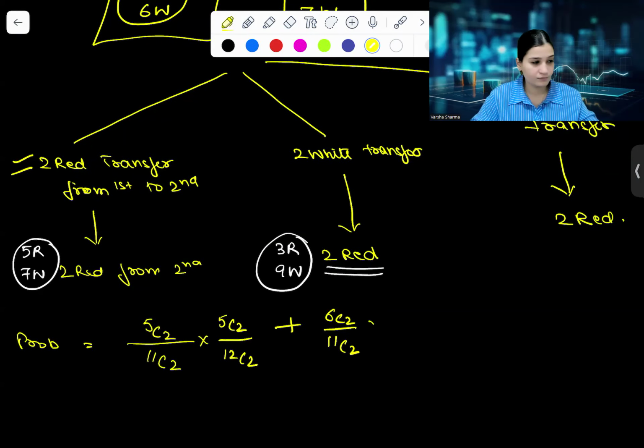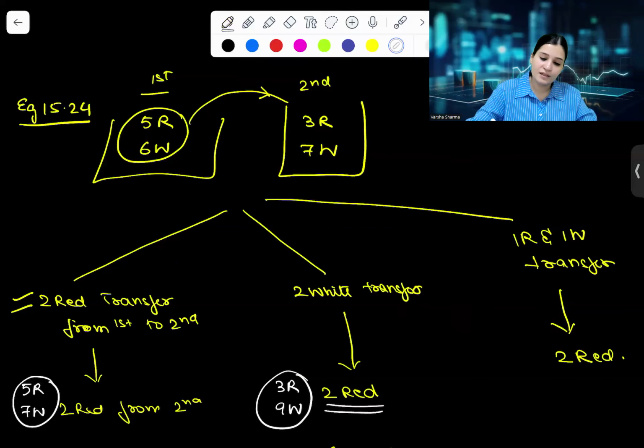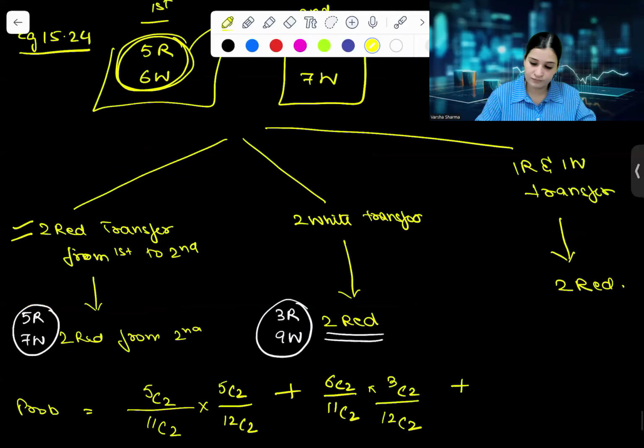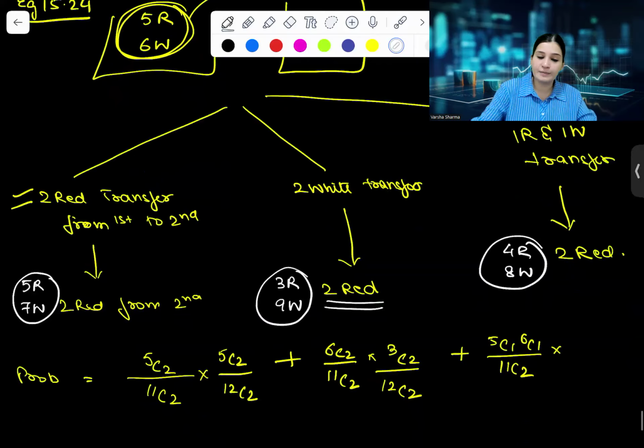3C2 by 12C2. Or one red and one white. From the first bag, transfer one red and one white. 1C1 into 6C1 by 11C2. If you have transferred 1 white and 1 red, we now have 4 red and 8 white. From here, select 2 red balls. 4C2 by 12C2. Everybody clear?